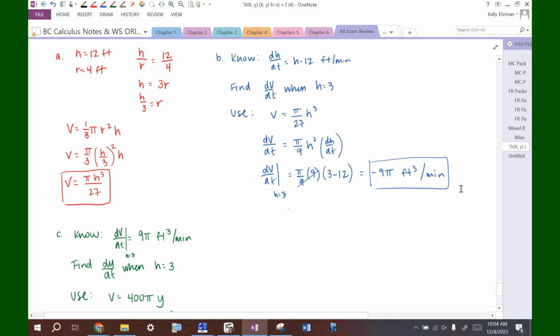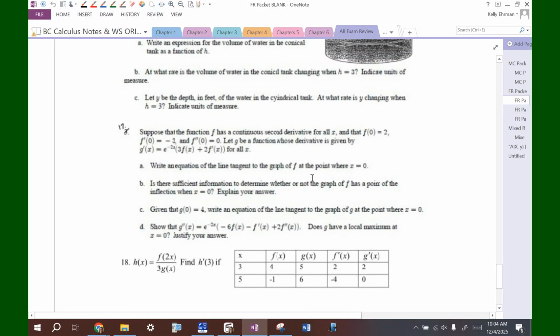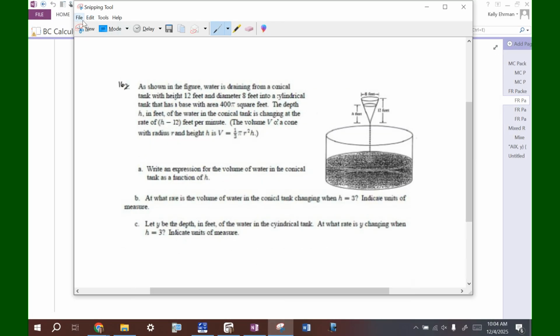All right, what's next? Let's see. Do I have time? I have time for maybe both of these. Let's find out.